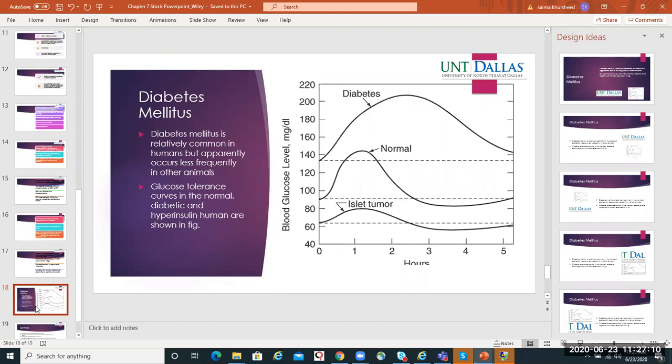So we have three basic types of diabetes mellitus. The first is insulin dependent diabetes mellitus, also called juvenile onset or type 1 diabetes.